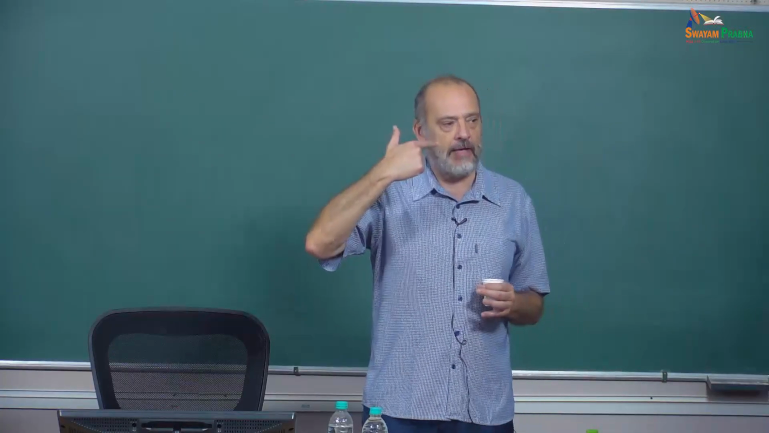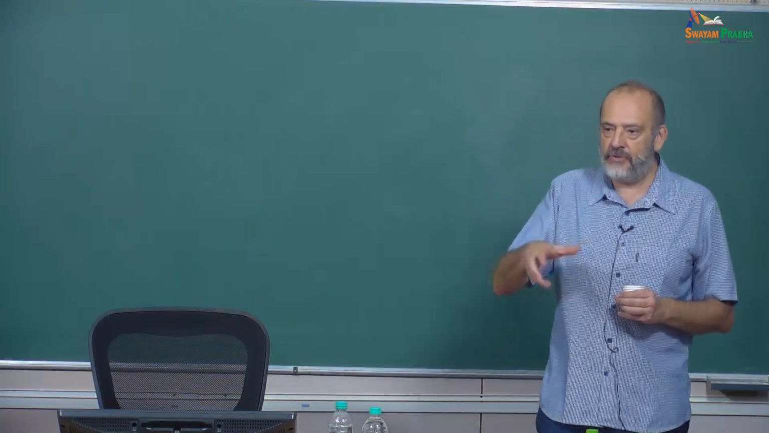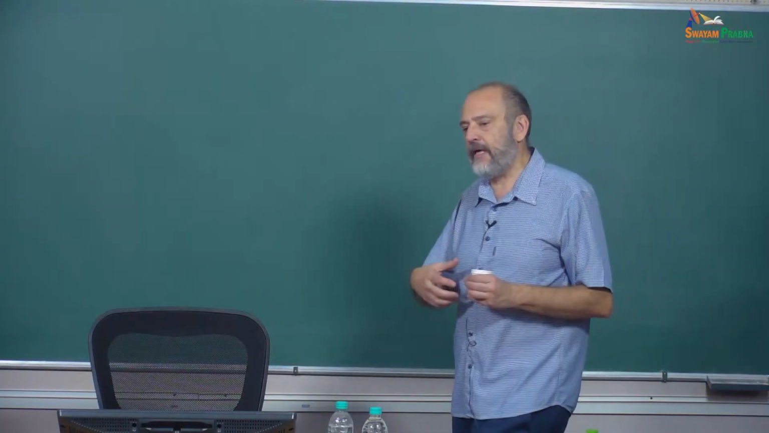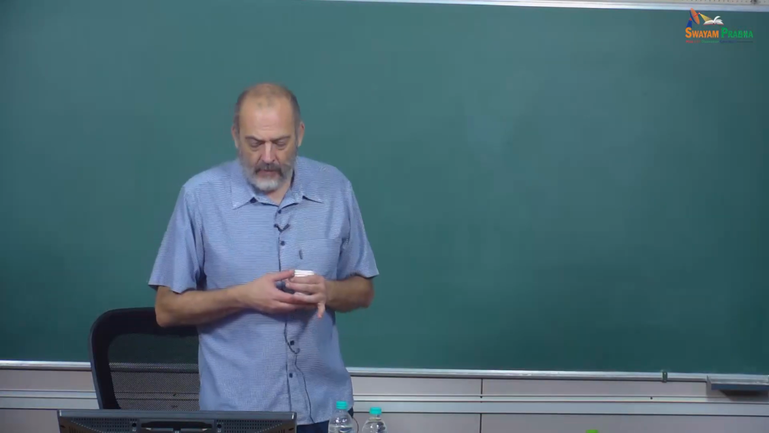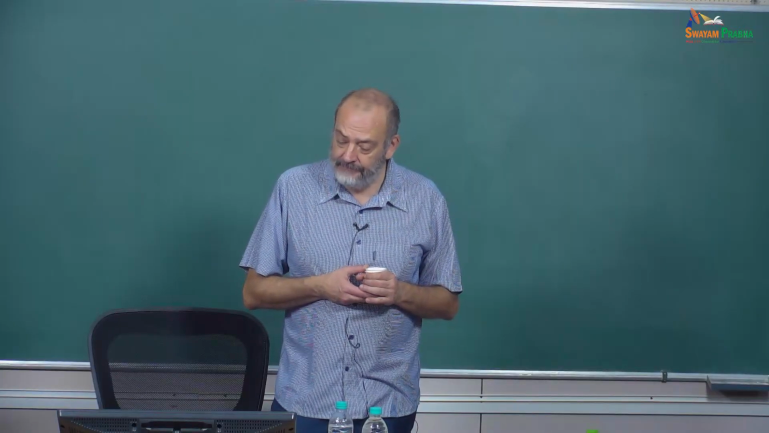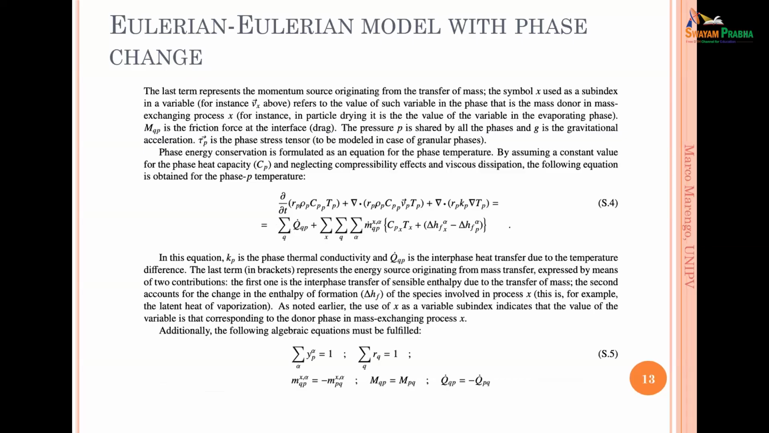If you think of the applications, it's becoming really very complex, because you may have different components, different phases, and chemical reactions. We may have an Eulerian-Eulerian model. Again, the same problem. Again, I'm not entering into this, but it's interesting to know that we may have an Eulerian-Eulerian model with phase change.